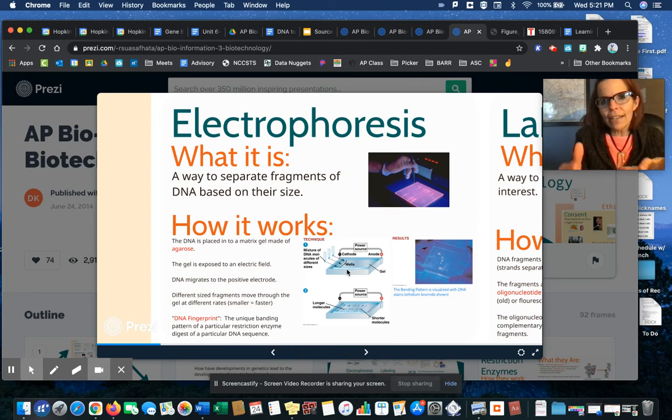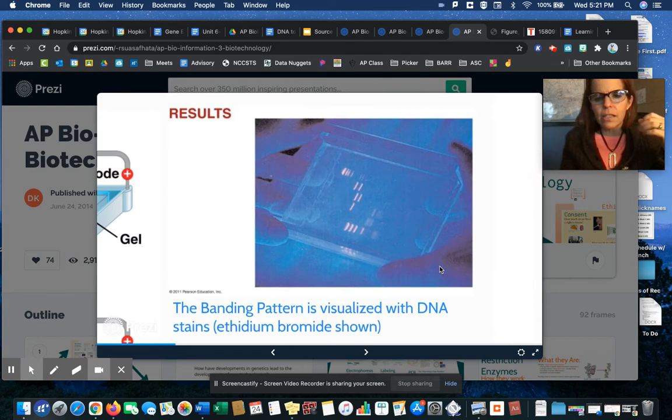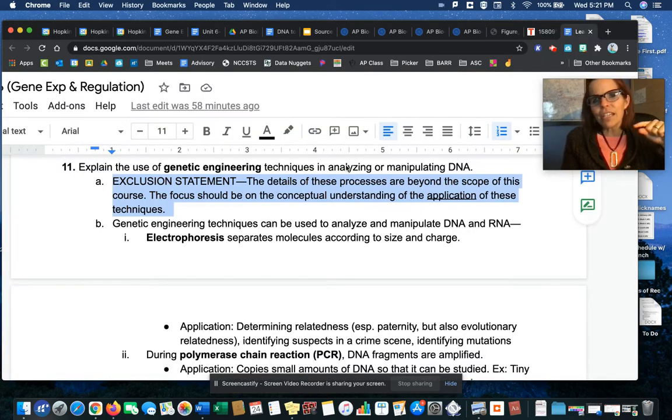They spread out. The smaller fragments travel further. The bigger fragments can't travel as far. And so you create what is sometimes referred to as a DNA fingerprint or an electrophoresis image. And that's what you have right here. So what you need to know isn't necessarily how they do the DNA fingerprint, but why would we use that?